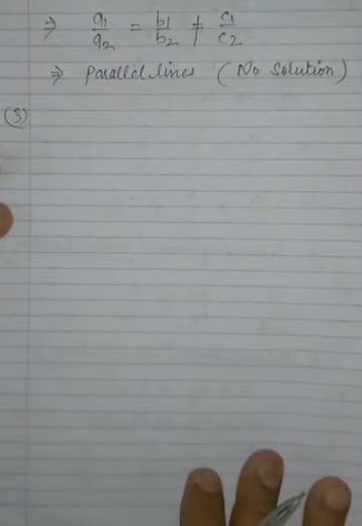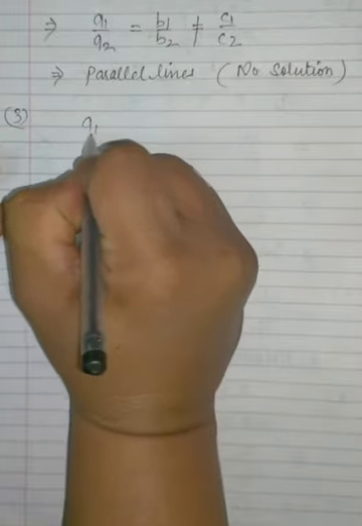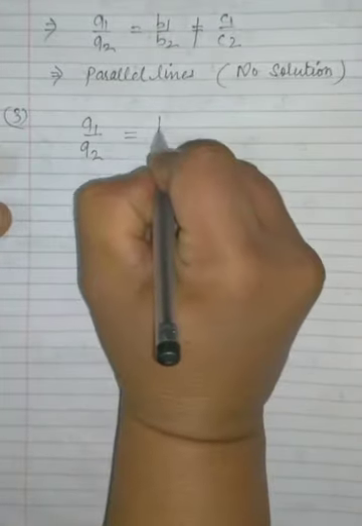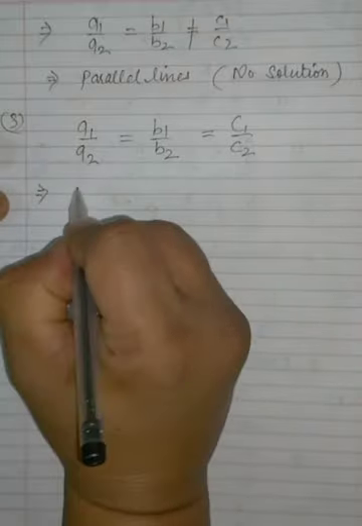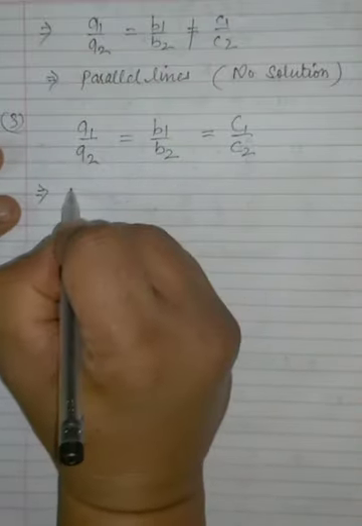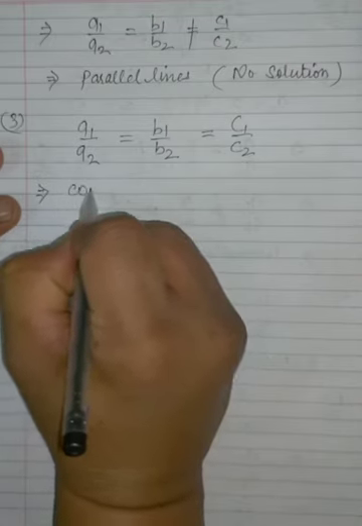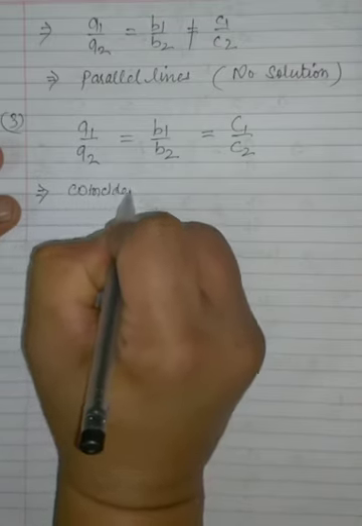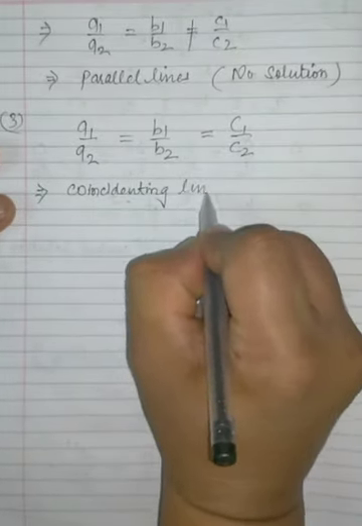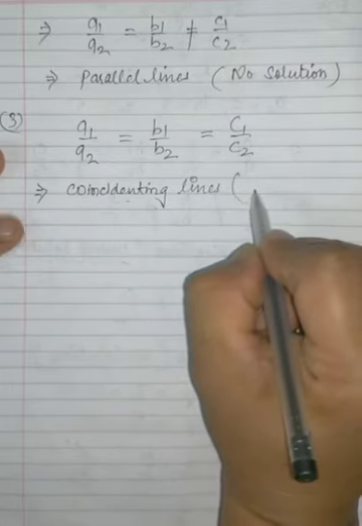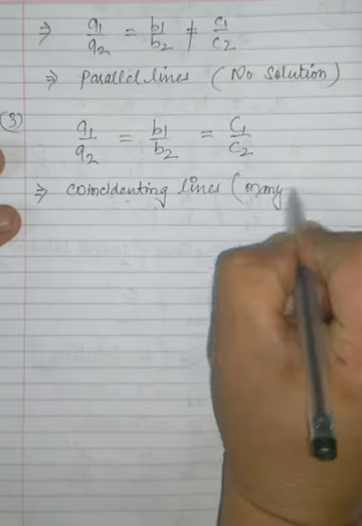Now let's move on to the third condition. If a1 upon a2 is equal to b1 upon b2 is equal to c1 upon c2, that means all three are the same. In that case, the lines will be coinciding lines, and we will have infinitely many solutions.